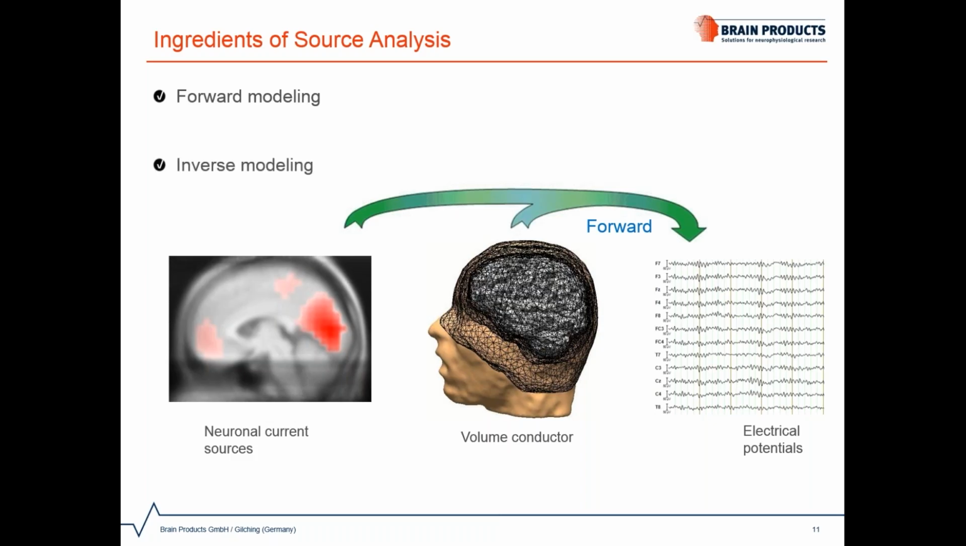And the second ingredient is inverse modeling. That means if we proceed in the opposite direction and try to reconstruct the underlying neuronal current sources from the measured electrical potentials. So, finding out the location and magnitude of these red blobs or activations inside the brain is what is known as the inverse problem.